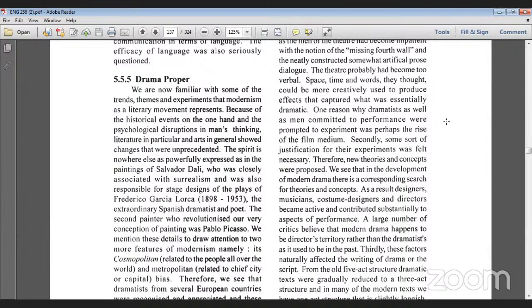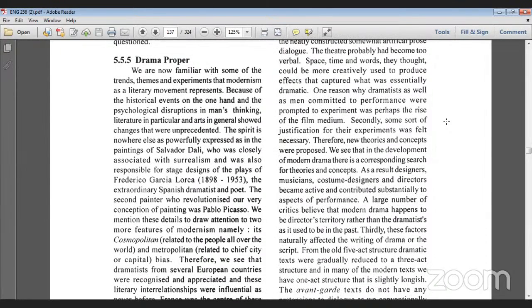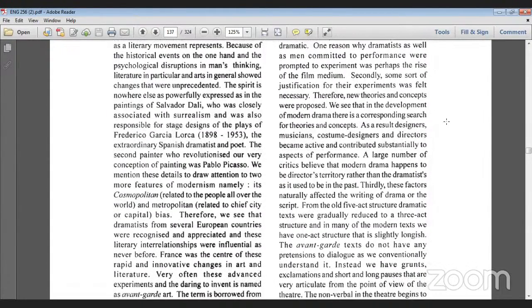We see that in the development of modern drama, there is a corresponding search for theories and concepts. As a result, designers, musicians, costume designers, and directors became active and contributed substantially to aspects of performance. A large number of critics believe that modern drama happens to be in the director's territory rather than the dramatist's, as it used to be in the past.